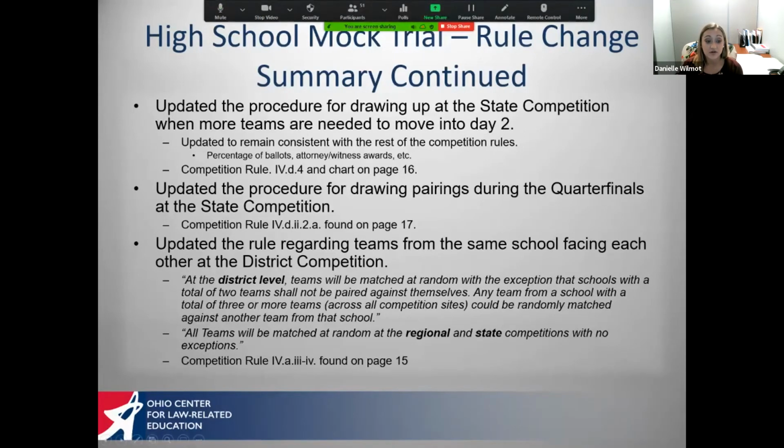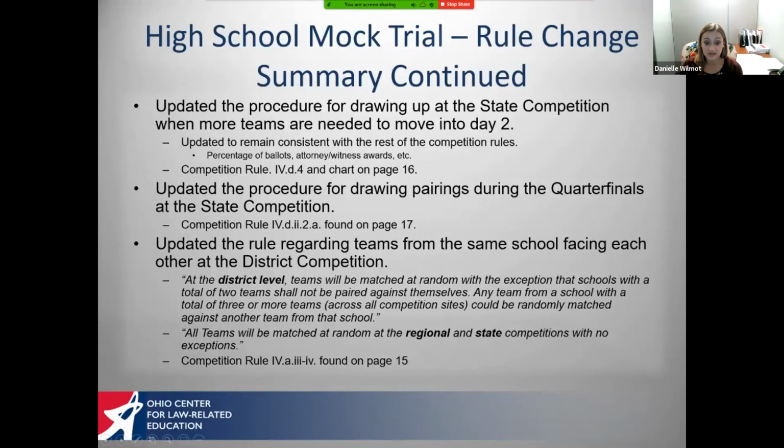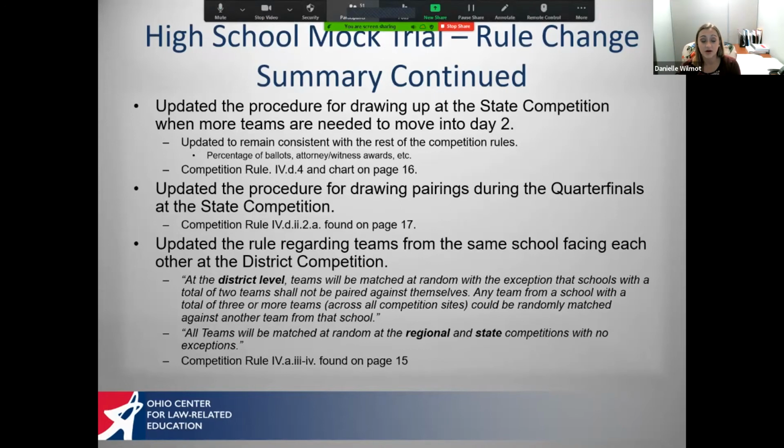Any team from a school with a total of 3 or more teams across all competition sites could be randomly matched against another team from that school. All teams will be matched at random at the regional and state competitions with no exceptions. So again, this is a significant change from how we have operated in the past, so please make sure that you go to page 15 and read the rules in their entirety and review everything that we've updated in the case file.